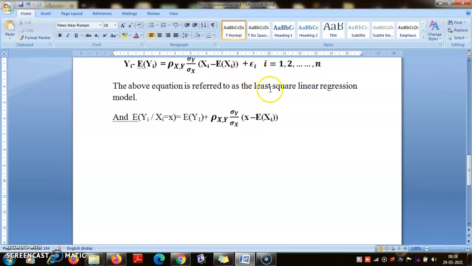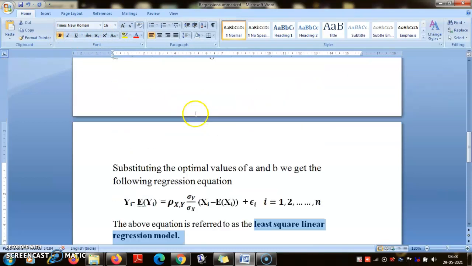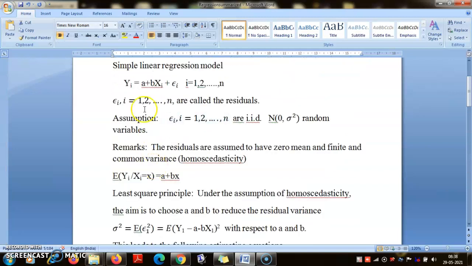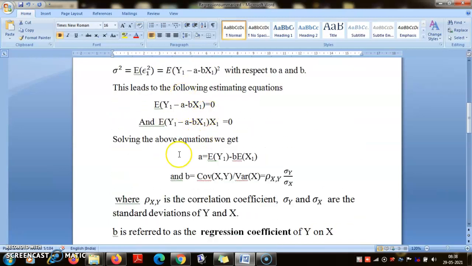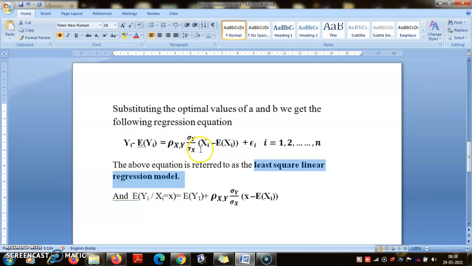So this is referred to as the least square regression model. I am not calling it the least square model before this, because there a and b are arbitrary, only I am making this assumption. Under these assumptions, once you solve for a and b and put them in, because you are getting a and b by the principle of least squares, that is minimizing the variance, then this model is known as the least square linear regression model. Why linear? Because this is the equation of a straight line.